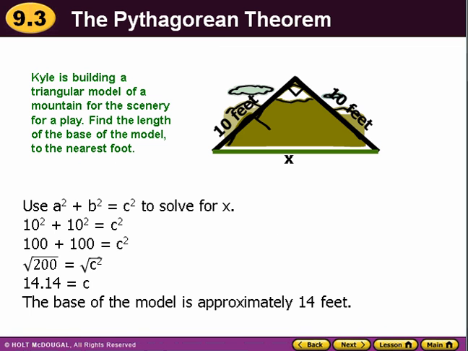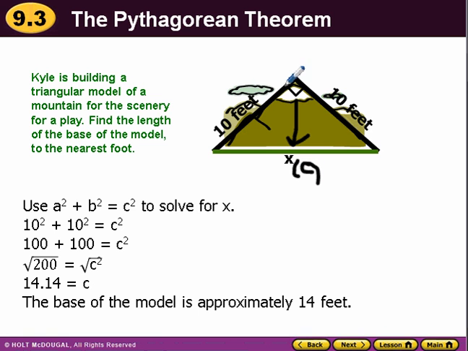We have another application problem. Kyle's building a triangular model of a mountain for the scenery of a play. We're going to find the length of the base. This is going to be our C. How do we know that? There is the right triangle, and it is opposite of the right angle, so I know this is my hypotenuse. Even though it's X, just for the formula, we can refer to it as C.